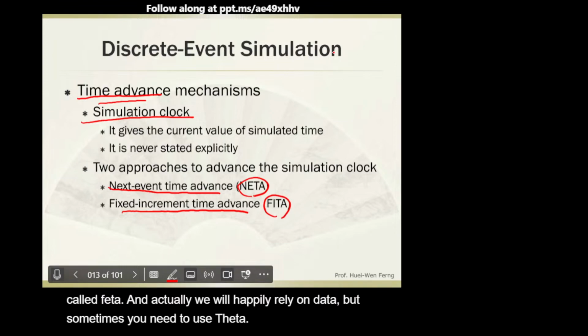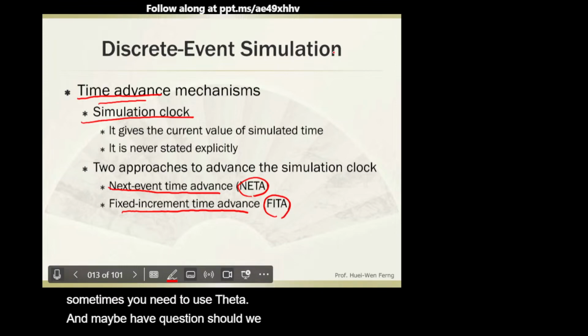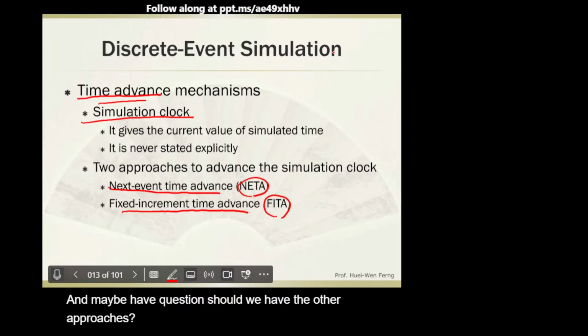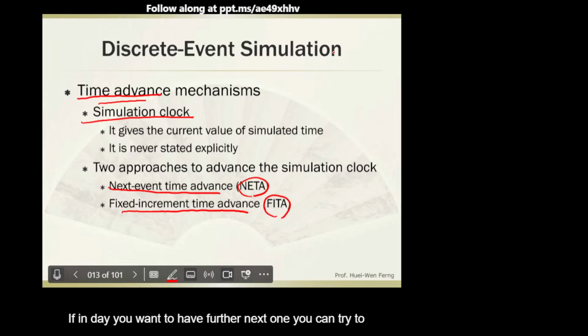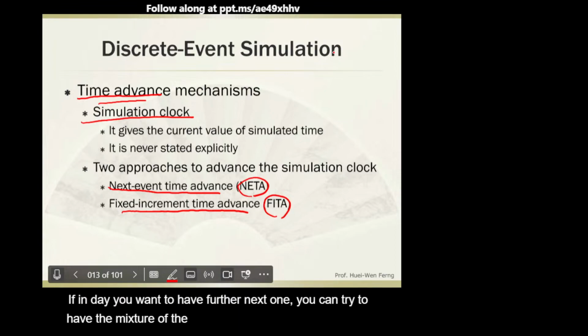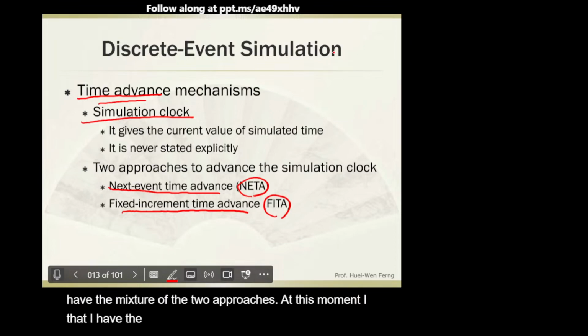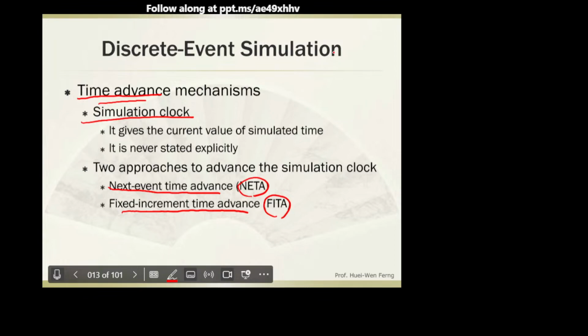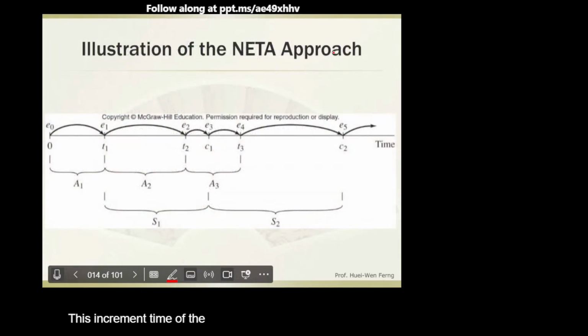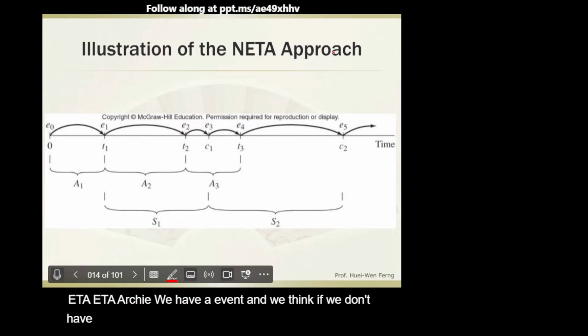Maybe you have the question, should we have other approaches? If indeed you want another one, you can try a mixture of the two approaches. At this moment, I have the next event and fixed increment time advance here. In NETA, we have events, and we think it is impossible to have an event fall in between two non-events. So that says we will go to the next event.